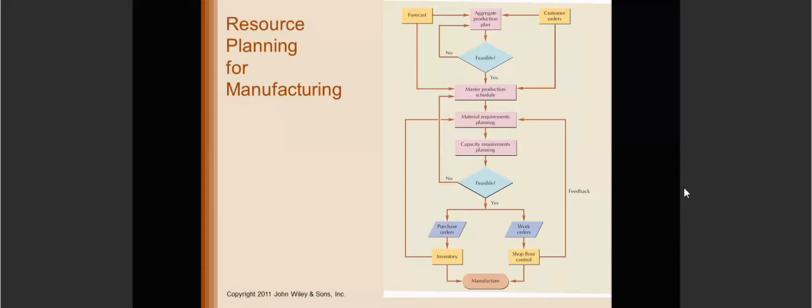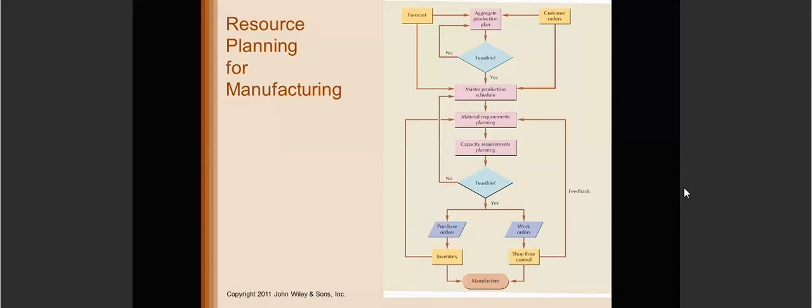If the production plan is feasible, the next step is to develop the master production schedule. In the master production schedule, each specific product produced by the company will have its production rate determined based on the forecast and actual order. And after we develop the master production schedule, the next planning will be the material requirement planning.